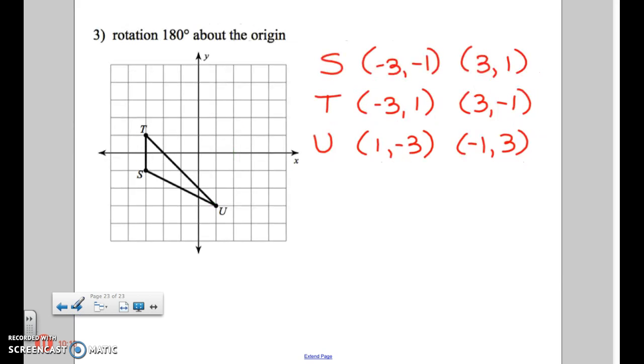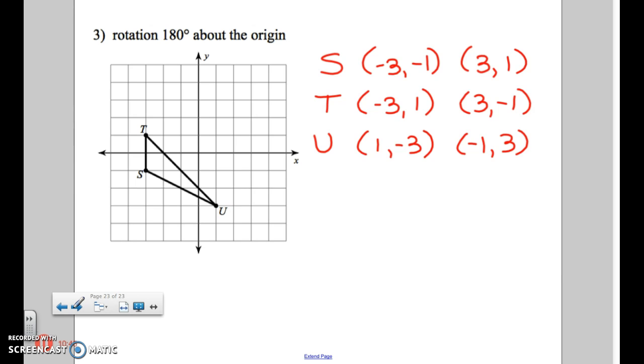And then the last example, 180 degrees. Once you have the ordered pairs, you do not flip the X and Y, you just change the signs. So for S, they both started as negative, so they both end up positive. T, the first value, the X, is negative, so it will be positive in the new image where 1 was positive to begin with, so now it's negative 1. And with U, I have a positive 1, negative 3, so it flip-flops in the values to negative 1, positive 3. Again, you could sketch this to look at it.